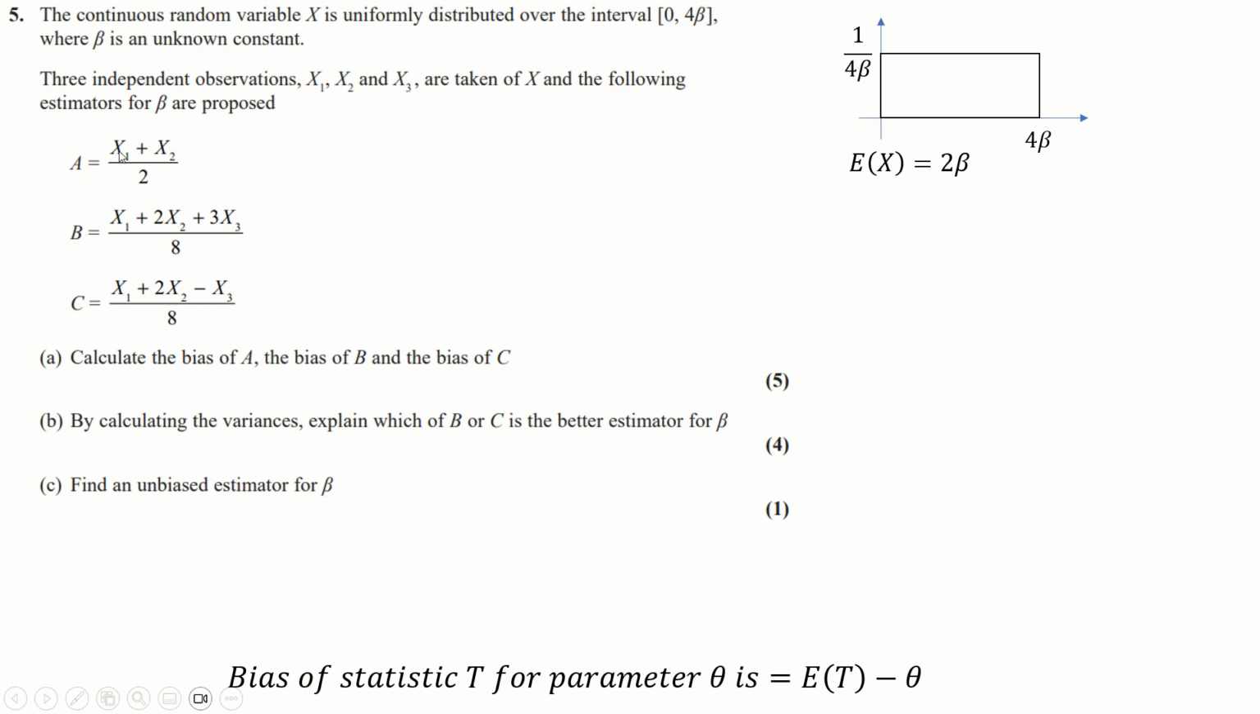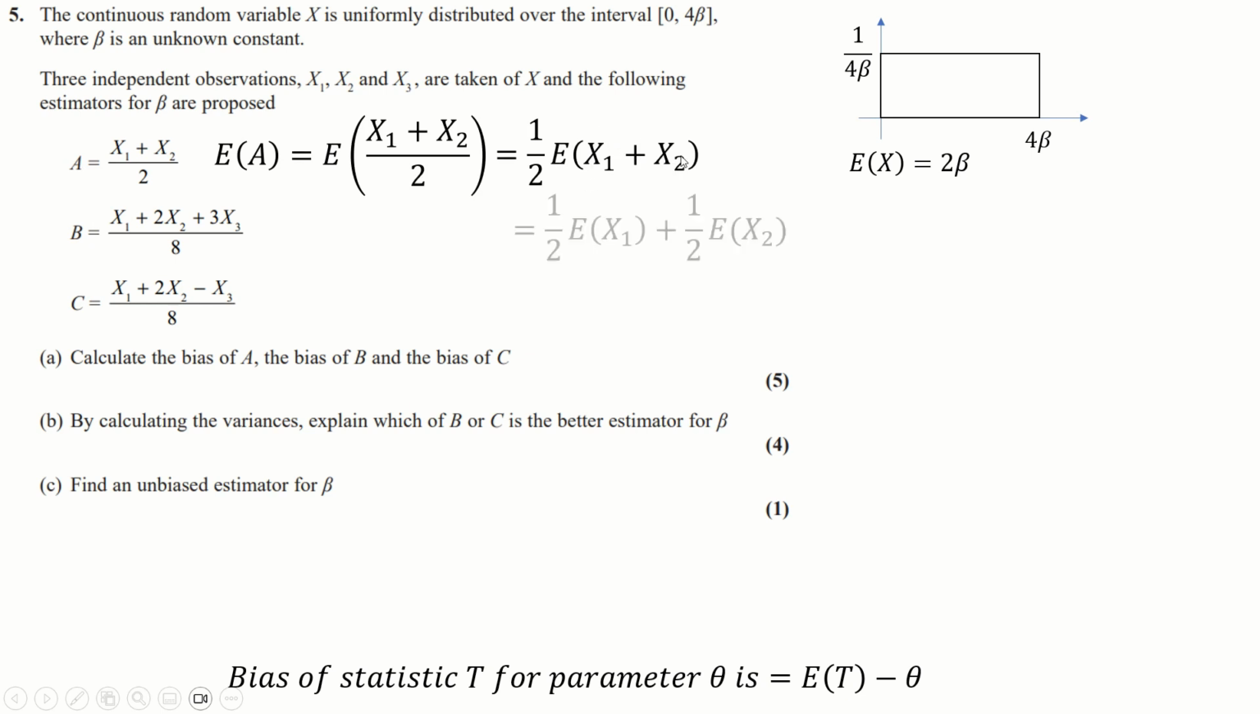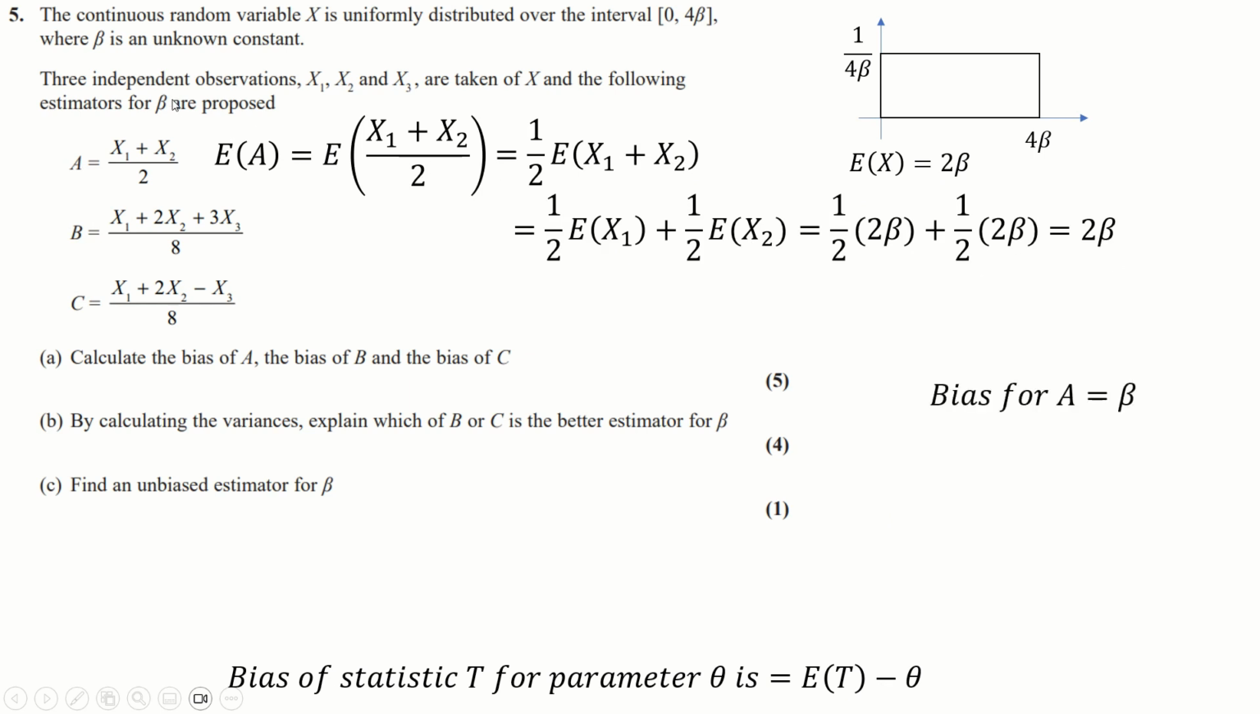So okay, what's E of a? Well, the half doesn't matter, so I can just bring that out to the front. E of two observations added up together is just E of the first plus E of the second. And of course, E of each one of those is 2 beta. So this makes a half 2 beta plus a half 2 beta, which is just 2 beta. And then, like I said, we do E of that statistic minus the thing that we're estimating. So we're going to do this minus beta to get our bias of beta. 2 beta minus beta is just beta. So that's our bias for A.